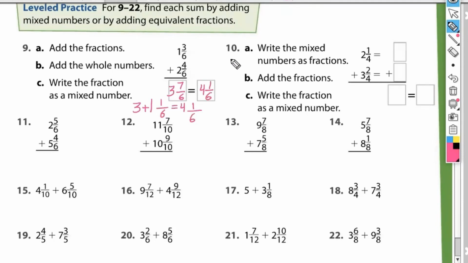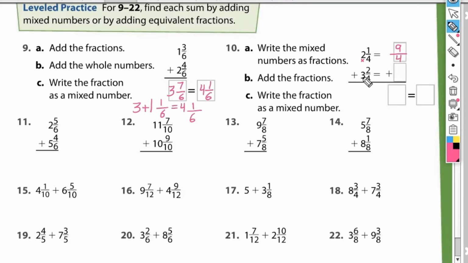Number 10. In number 10 we have another steps. The first step to write the mixed numbers as fractions. How, teacher? I will convert the mixed number into fraction. How? By multiply 2 times 4 equals 8. 8 plus 1 equals 9. I will put 9. What about the denominator? I will keep it as it is, 4.